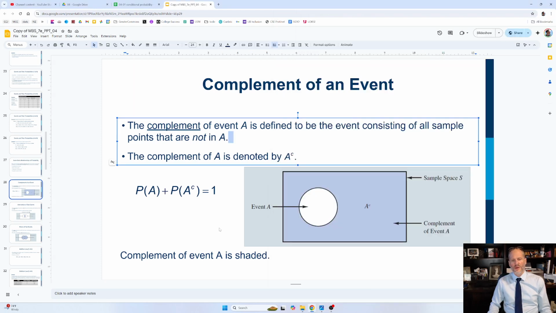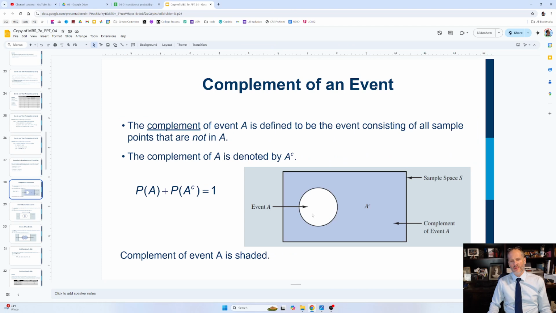And so, if we have some event here, and we want to know the probability of something, we'll call that event A. Then there's a complement to event A. And it's everything that occurs which is not event A. So the complement of event A is defined to be the event consisting of all sample points that are not in A. So all sample points that are not in A. The complement of A is denoted by A with a C to it.